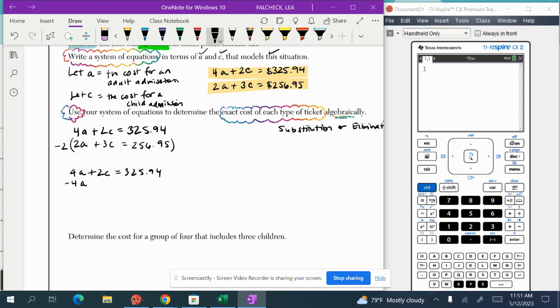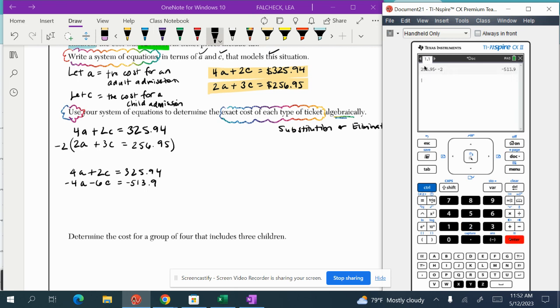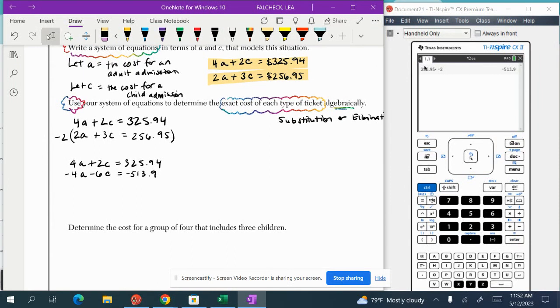So I should get -4A minus 6C is equal to -513.9. Definitely do that part on your calculator, right? 256.95 times -2. Okay. Yep. 513.9. Okay. So now I have these two equations. I'm going to add them together and the A's will cancel.